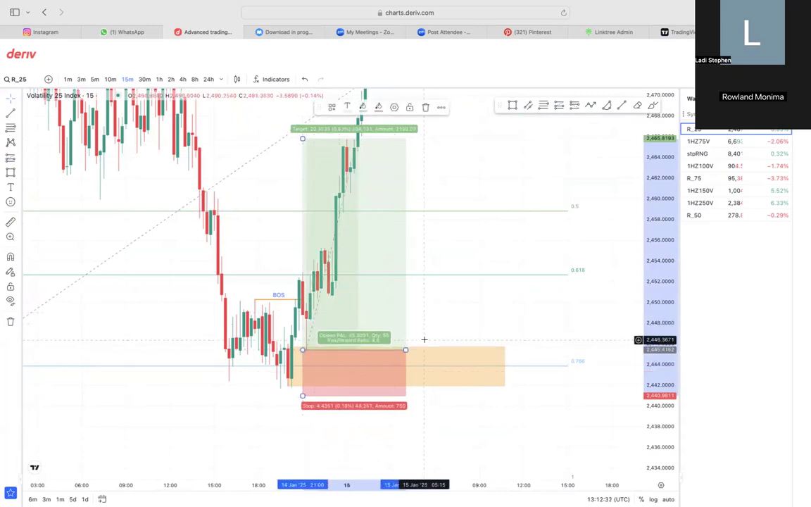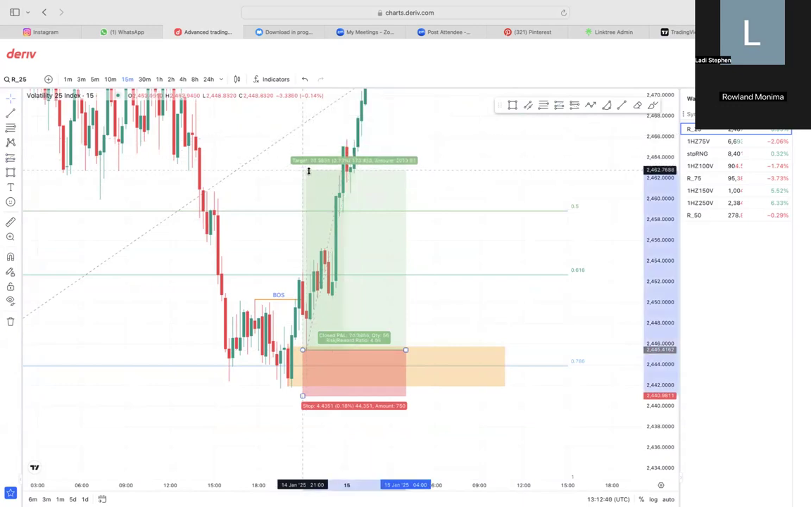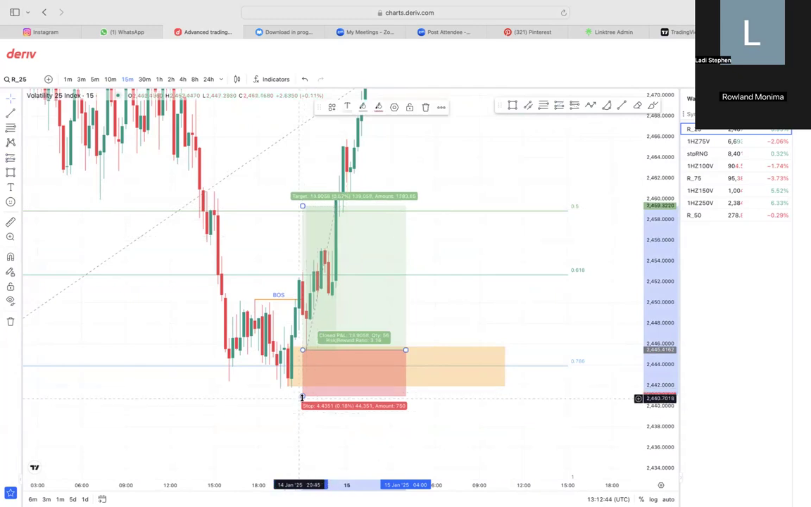Okay. So the moment price taps into the order block, you get involved. This is a 4. Let's do risk to reward of 1:3. See, it's calculating your risk to reward ratio 3. So you get involved here.